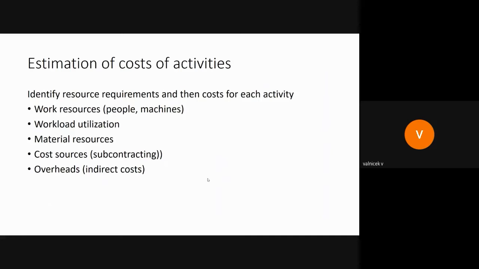Estimation of cost of activities. First of all, you need to identify resource requirements and costs for each activity. So the work resources, people and machines, where you are paying for the time you are using them. Workload utilization, material resources, cost resources, overheads.